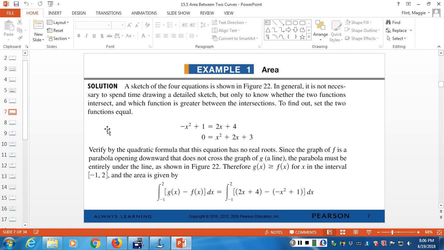So with that sketch in mind, the thing that we need to know is which function is greater, and you can set them equal to one another and find out that there's no real roots, but the easier thing to do, honestly, is just to graph the two functions. So why mess with algebra if you've got a calculator that can show you a picture? So we saw from the picture, we're going to start by subtracting f of x, which is the bottom function, from g of x, which is the top function.